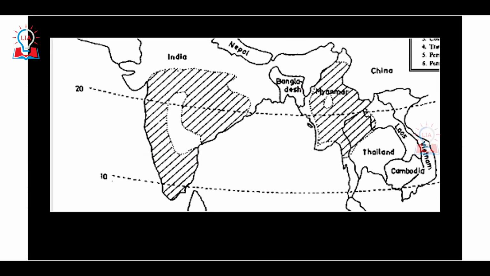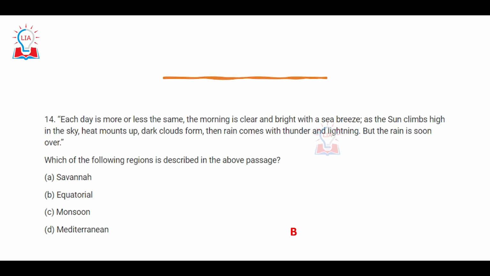And if you look at the map of South Asia, this entire shaded region is the region where you will see the development and growth of teak trees, teak plantation, which is a very, very important tree for timber cultivation purposes.